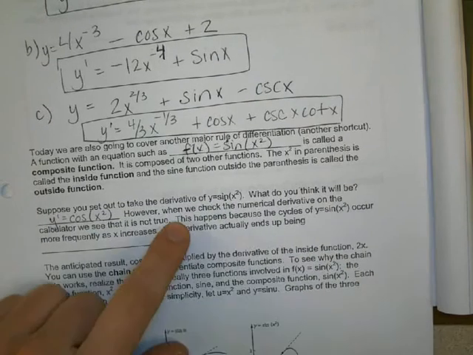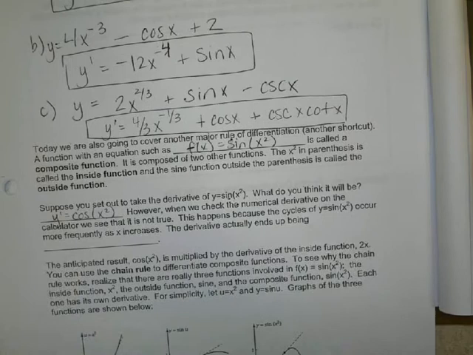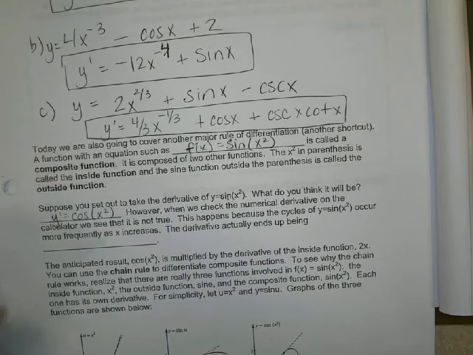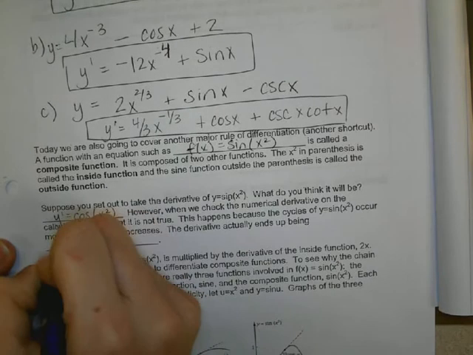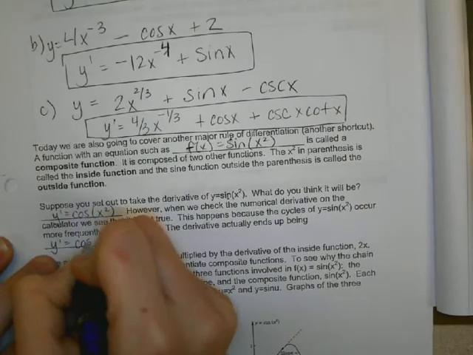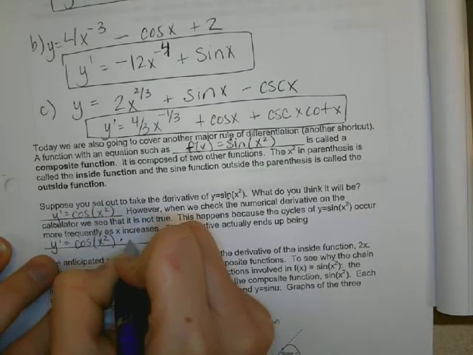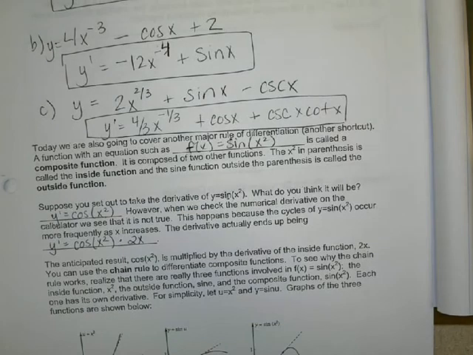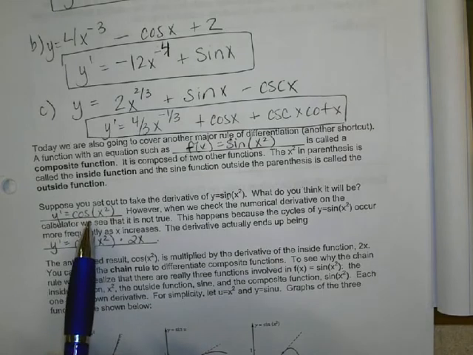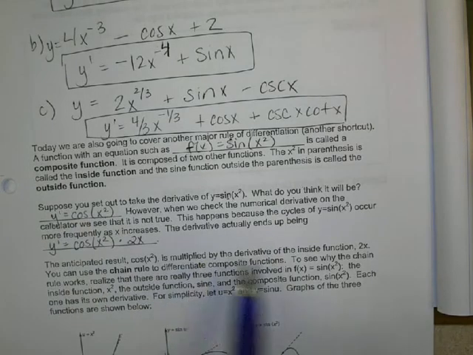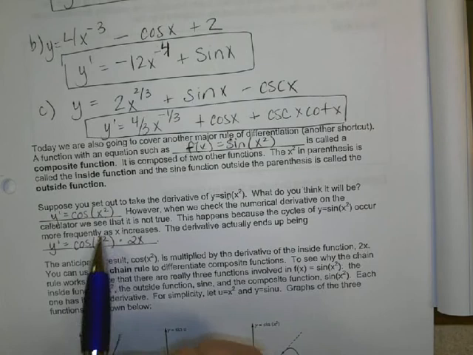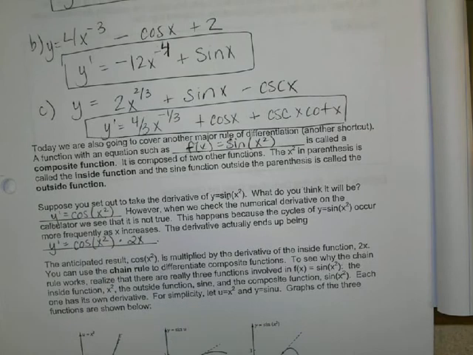This happens because the cycles of y equals sine of x squared occur more frequently as x increases. The derivative function actually is cosine of x squared times 2x. The anticipated result, cosine of x squared, which is what we would logically think would be the derivative, is multiplied by the derivative of the inside function. So the derivative of x squared is 2x. You can use the chain rule, and that's actually what this identifies with. You can use the chain rule to differentiate composite functions.